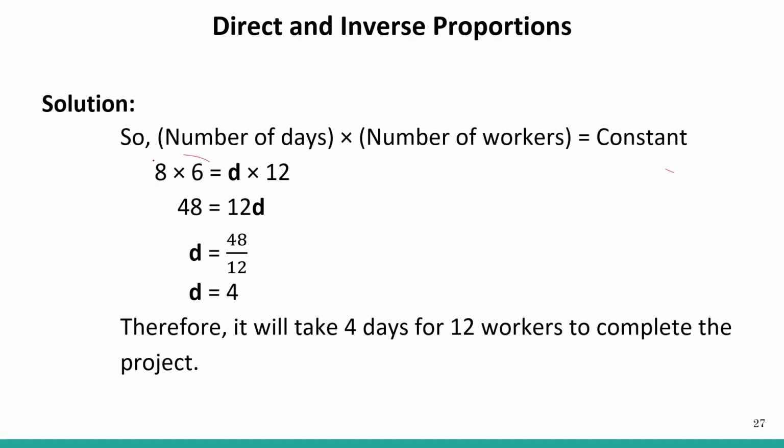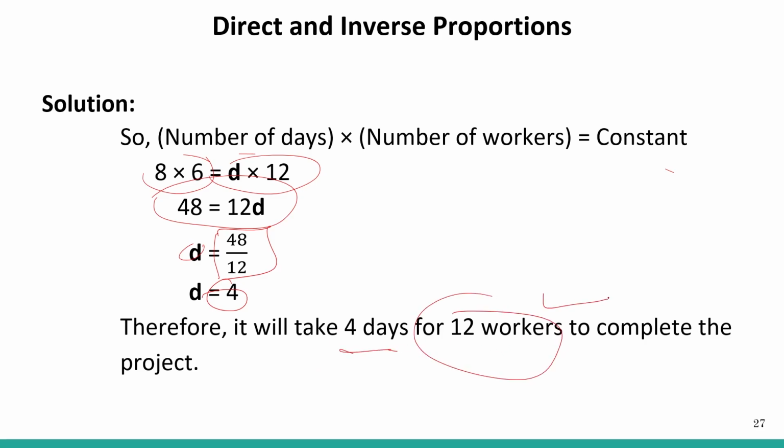So 8 into 6 is equal to D into 12. So 12D is equal to 48. Again, D is equal to 48 by 12, which is nothing but 4, because 12 into 4 is equal to 48. So therefore it will take 4 days for 12 workers to complete that same project.